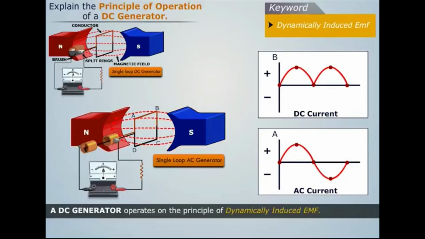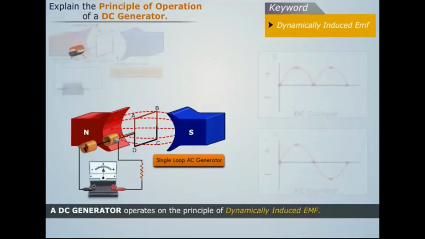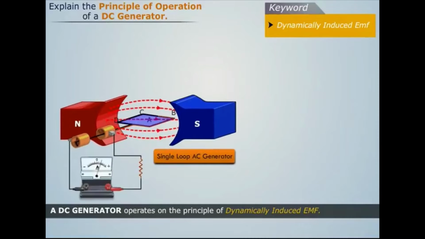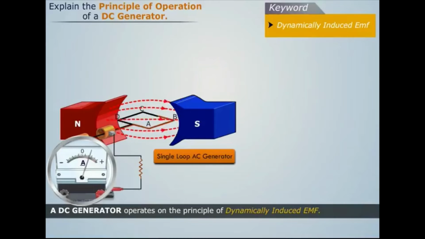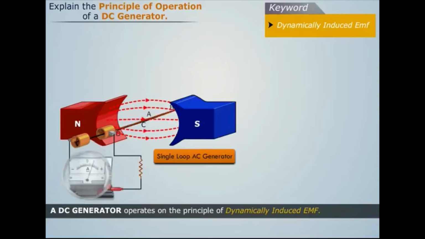We see that as the position of the rotating coil changes in the magnetic field, flux linked with it also changes. Thus, an EMF is induced in the coil in accordance with Faraday's laws of electromagnetic induction. This induced EMF is proportional to the rate of change of the linked magnetic flux.